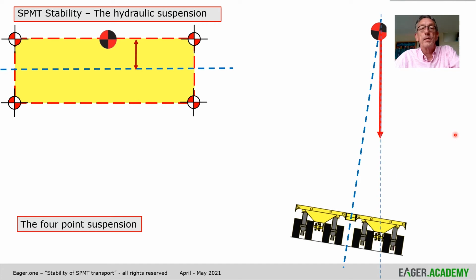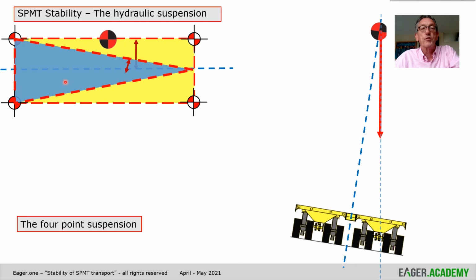Now, if we compare the situation with the 3-point suspension, it is obvious that in having this yellow rectangular area, the result is much better with regard to the distance from the center of gravity towards the tilting line than with this 3-point suspension.